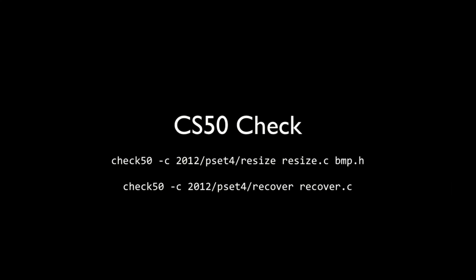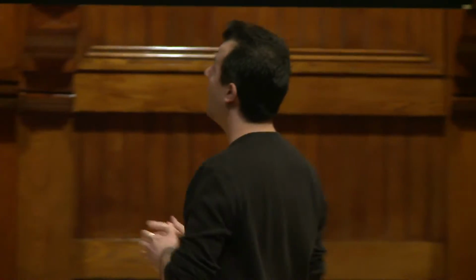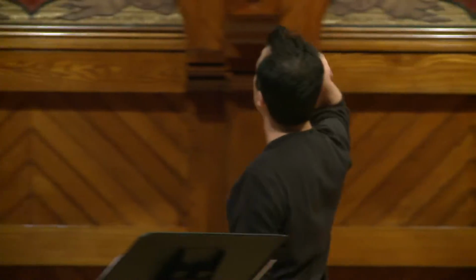You run the command check50, then you pass in a command line argument, or more generally known as a switch or a flag. Generally, things that have hyphens are called a switch to a command line program. So -c specifies the checks that you want to run. The tests that you want to run are identified uniquely by this string, 2012/pset4/resize. In other words, that's just an arbitrary but unique string that we use to uniquely identify pset4's correctness tests. And then you specify a space-separated list of the files that you want to upload to check50 for analysis.